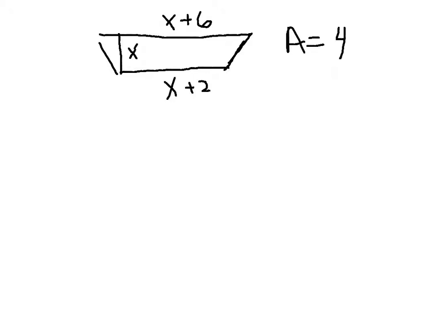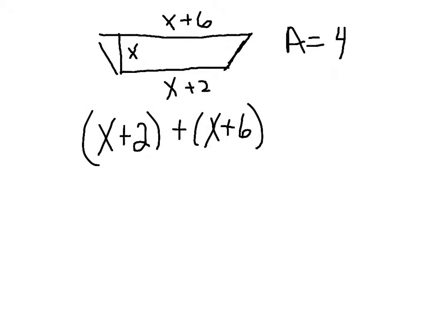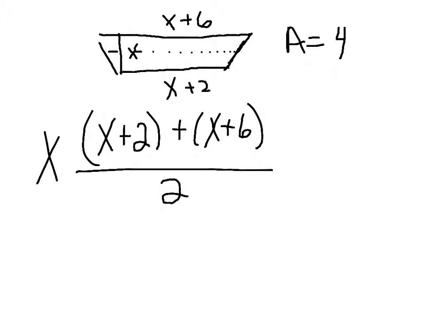Well, first I need to write the area formula. Remember from geometry how to find the area of a trapezoid? It's the average of the two bases. So I add the two bases together. I need to divide by 2. What that really gets us is this line right here. And then I need to multiply by the height. And that should equal the area.